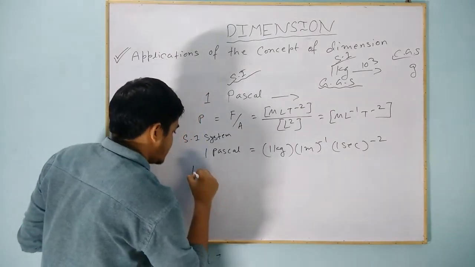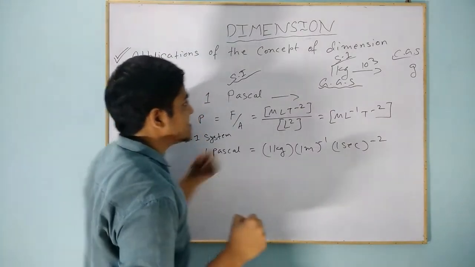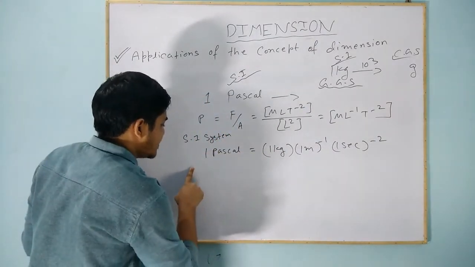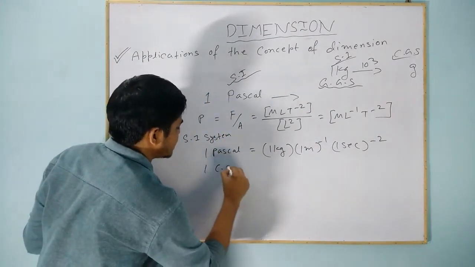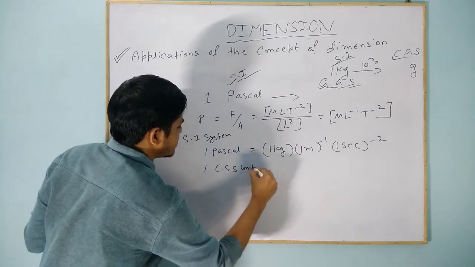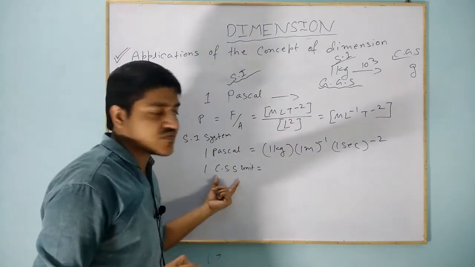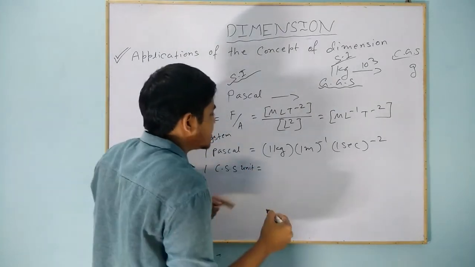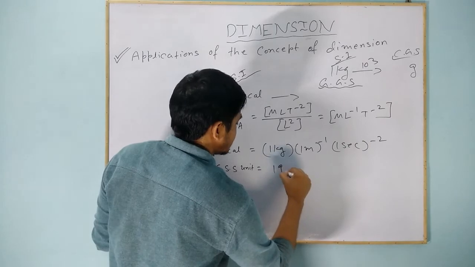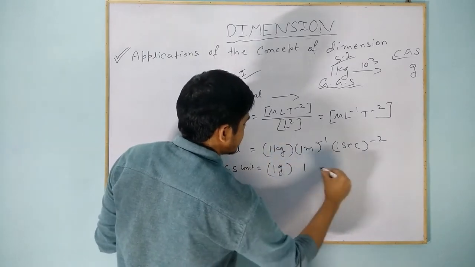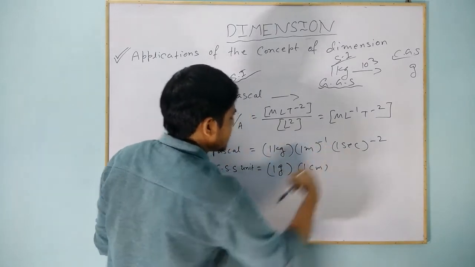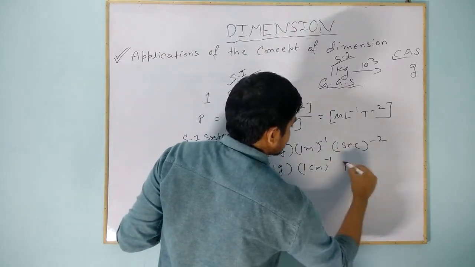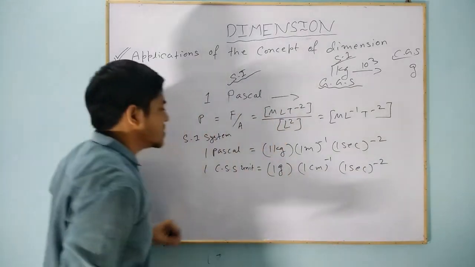Now, let's say that in the CGS system of unit, the value of 1 Pascal is 1 CGS unit. I don't know the value of this unit. We will derive it using dimensional analysis. So in CGS, we have gram for mass and centimeter for length: 1 gram into 1 centimeter whole to the power minus 1, and 1 second whole to the power minus 2. Clear?